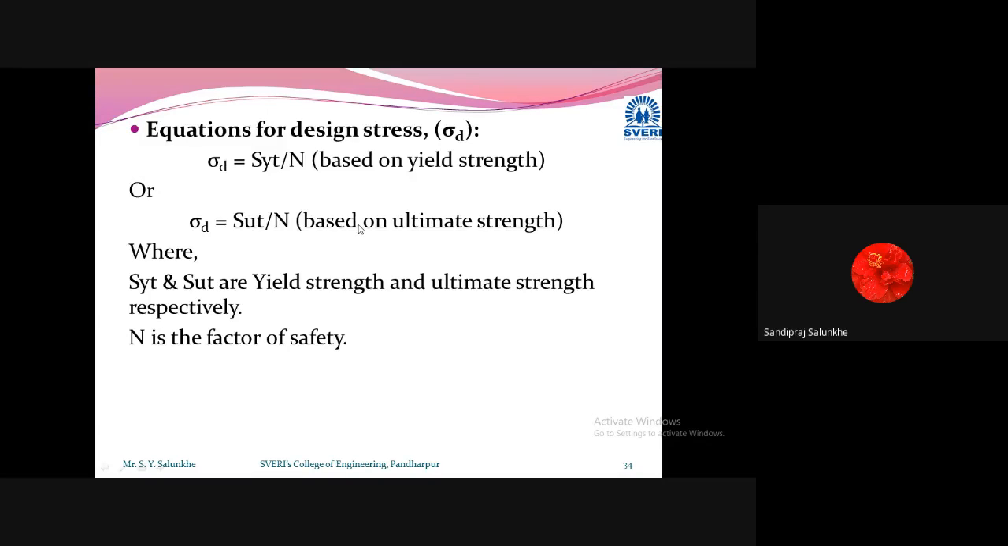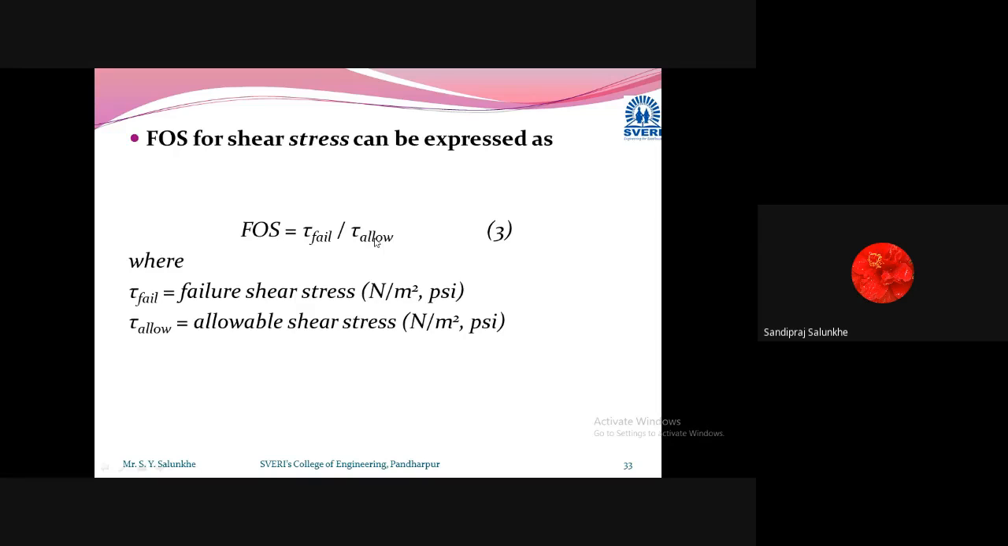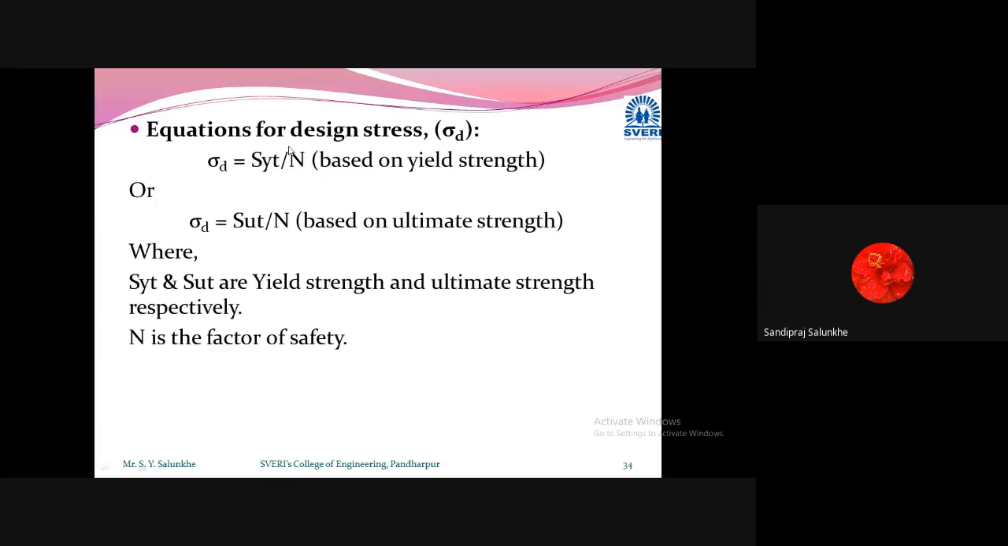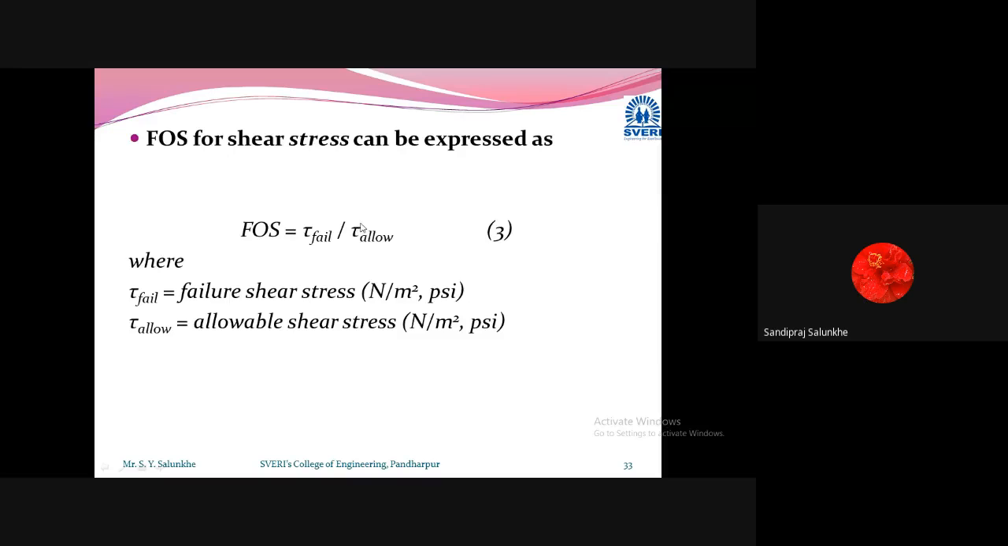Now in this case, if you want to calculate the design stress, the allowable stress is nothing but the design stress. Just take this value to the other side of the equality and divide it by the factor of safety. That's what I have done. This we have calculated for normal stress. In the same way we can calculate for shear stress also. If the component undergoes shear force, then the allowable or design shear stress is equal to the failure, that is ultimate, shear stress divided by factor of safety.